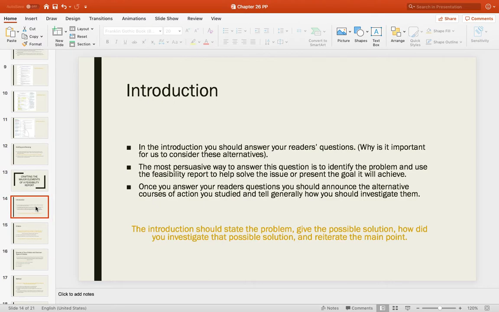So the introduction. In the introduction to a feasibility report, you should answer your reader's question: why is it important for us to consider these alternatives? The most persuasive way to answer this question is to identify the problem your feasibility report will help your readers solve or the goal it will help them achieve, to reduce the number of rejected parts and to increase productivity, and so on. Beyond that, your introduction should announce the alternative courses of action you studied and tell generally how you investigated them.